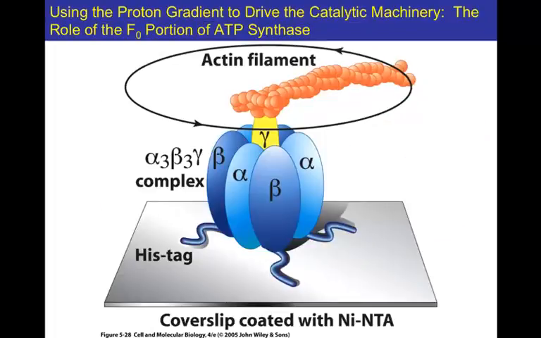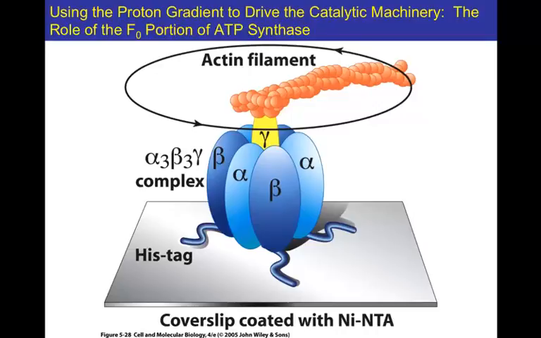This is an experiment that shows that the head of the ATP synthase actually turns. What they did is they took the lollipop head of the ATP synthase and they attached it to a glass cover slip. They then were able to attach an actin filament to the top of the head, and then they gave it a proton gradient to drive it, and they could see the actin filament turning around.